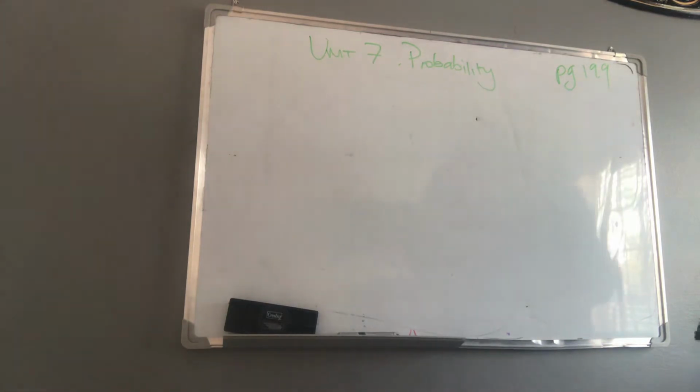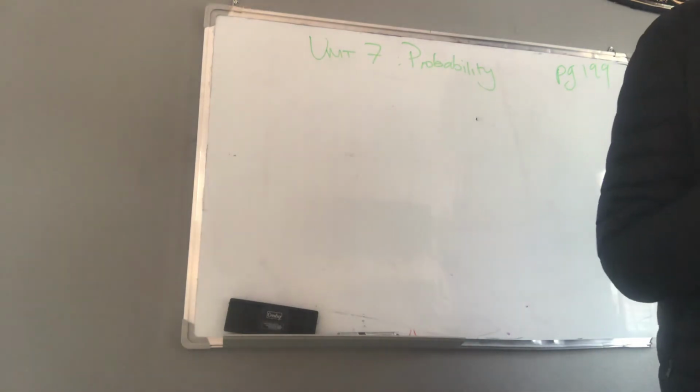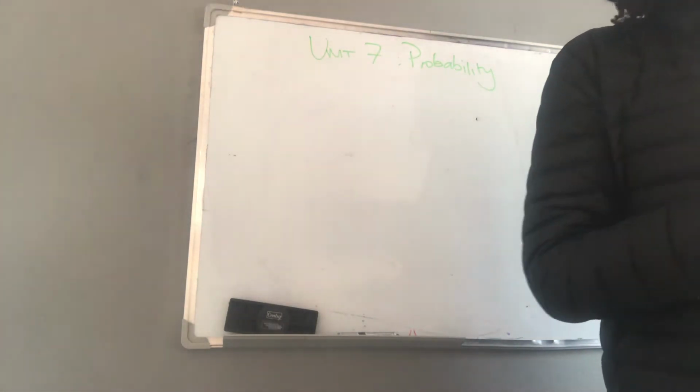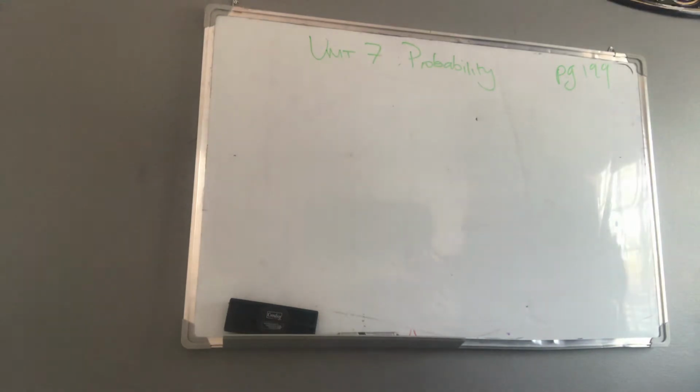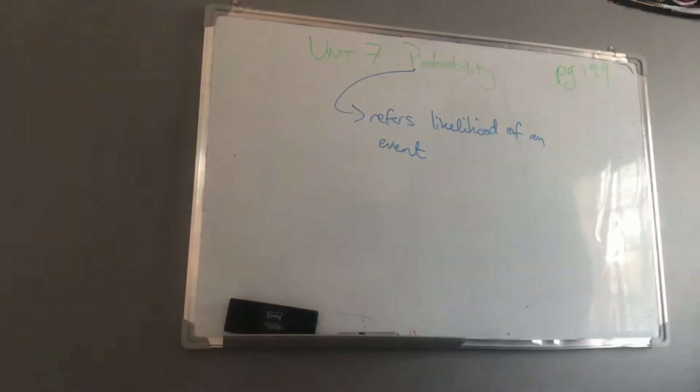Okay, so in this section, for the first unit, we're going to go over what does probability mean and some of the things that we have to remember when we are dealing with a scenario where we have to calculate the probability, some of the things we have to take into consideration. So the first thing is, what does the probability mean? Probability refers to the likelihood of an event. So how likely an event will or will not happen.